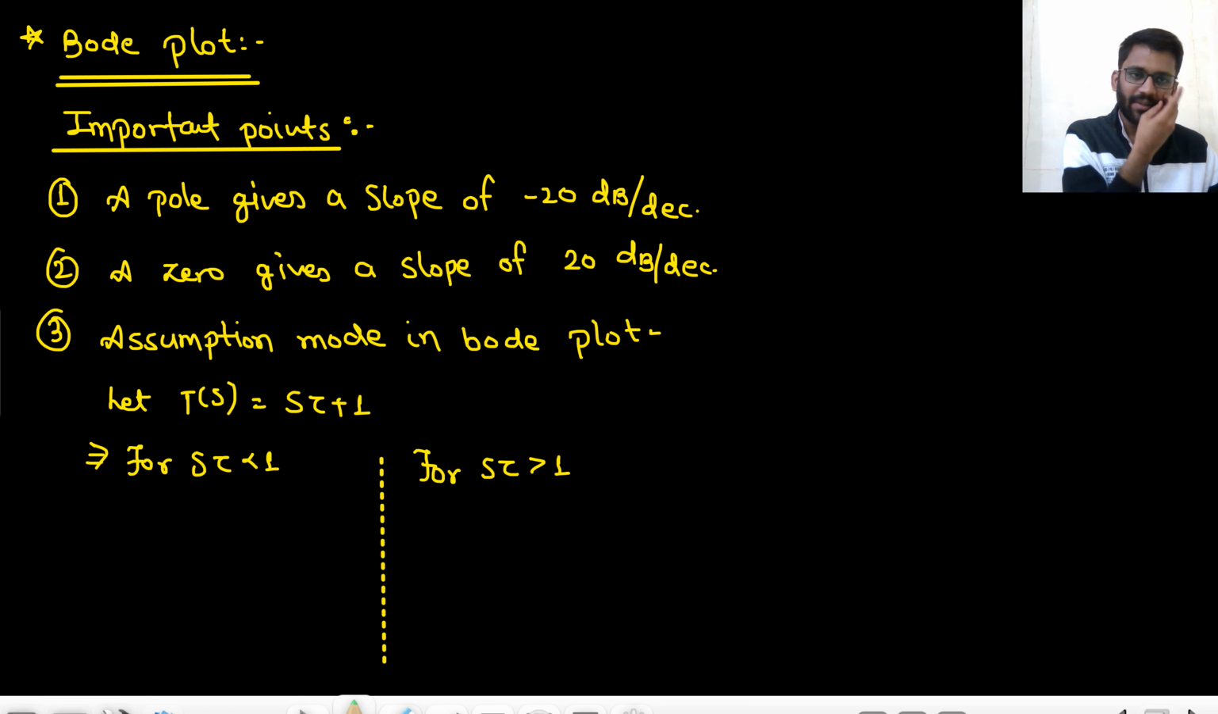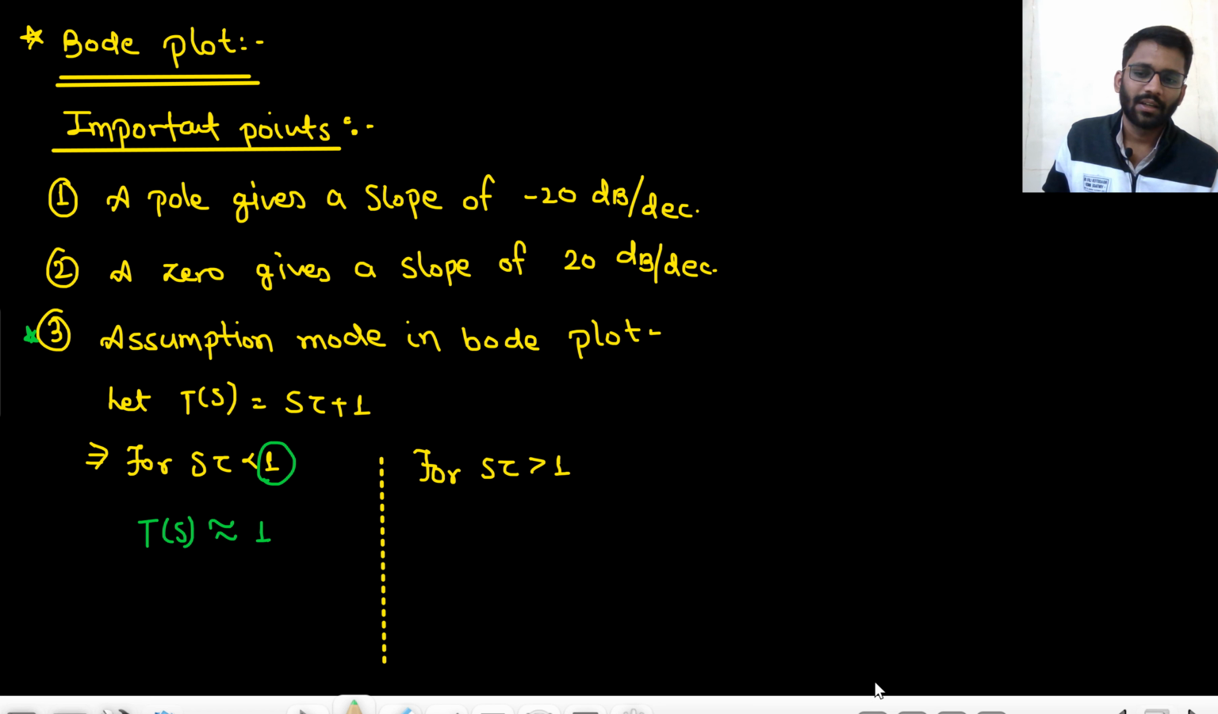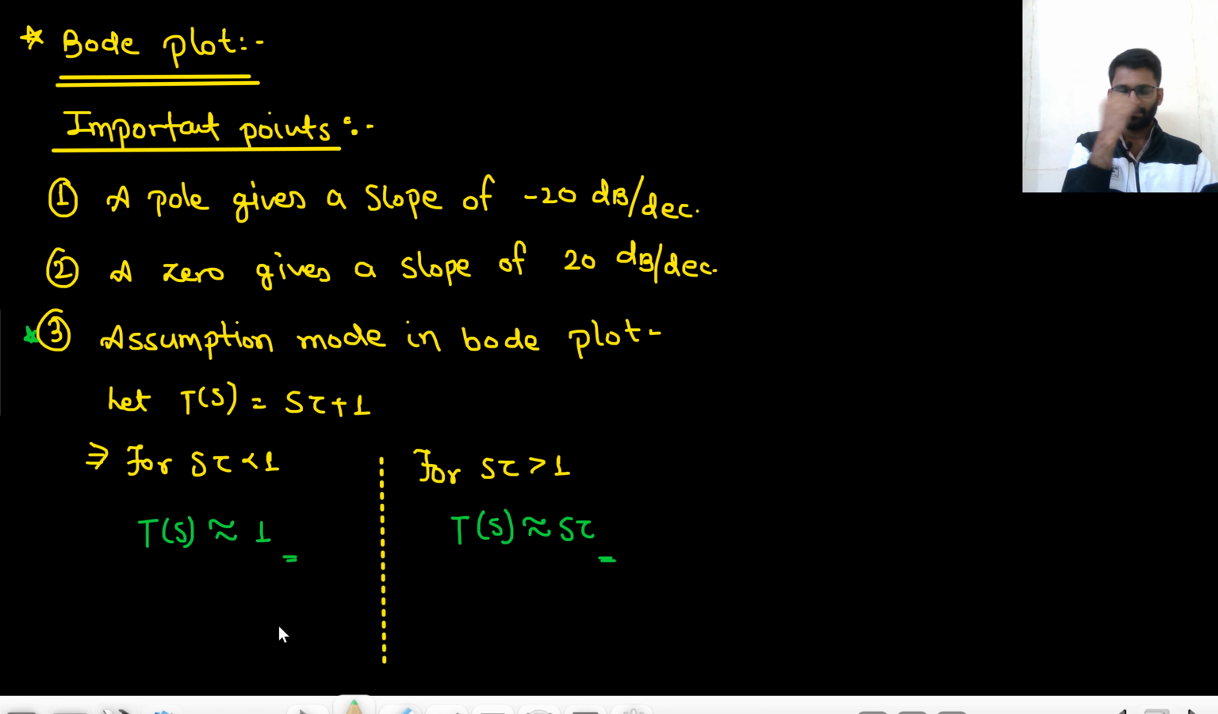There are some assumptions that are made in Bode plot. This is not an important part, but what if someone asks you what are the assumptions made? Most of the guys are not aware of this. Okay, so all these things that we made, these are not Bode plot because there was no assumption. But in Bode plot, there is one assumption made, that is for s tau less than 1. Like this is my transfer function, s tau plus 1. For s tau less than 1, they will take the transfer function equals to 1 only. Which value is greater? This value is greater. So they will take the transfer function equals to 1 only. And for s tau greater than 1, they will take the transfer function equals to s tau only. Okay, so these are the assumptions there. Got my point? I will explain this too.